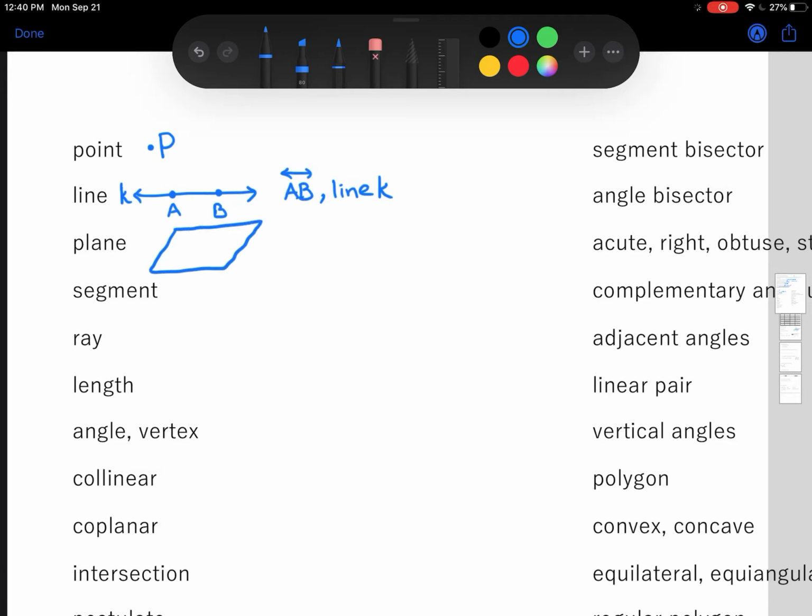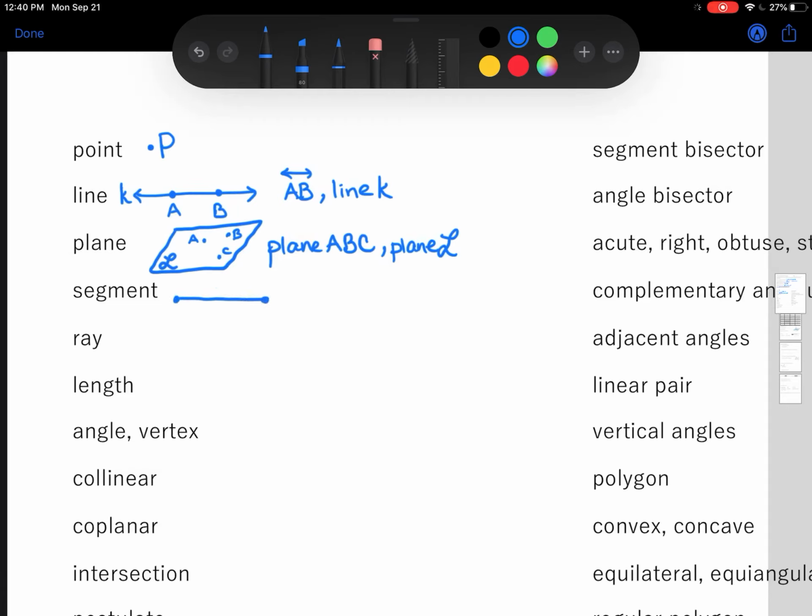A plane is named by 3 triangular points. Or we could use sort of a cursive or a script or a bold letter. But that one should be capital too.